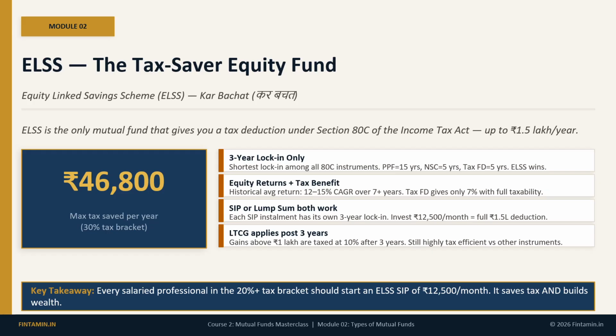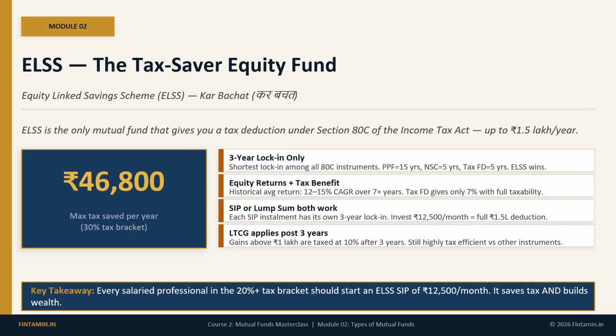ELSS, the tax saver equity fund. This slide could save every viewer watching this up to 46,800 rupees in tax every single year. So pay attention. ELSS, Equity Linked Savings Scheme, gives you a tax deduction of up to 1.5 lakh rupees under Section 80C. In the 30% tax bracket, that is a saving of 46,800 rupees per year.